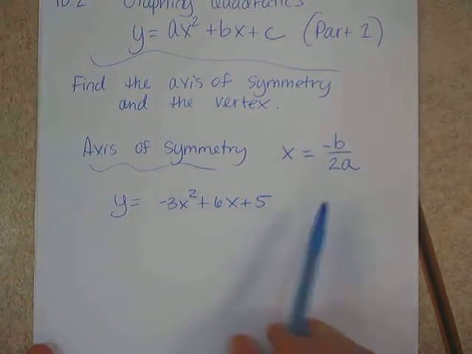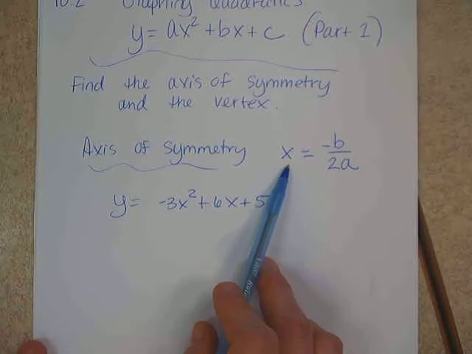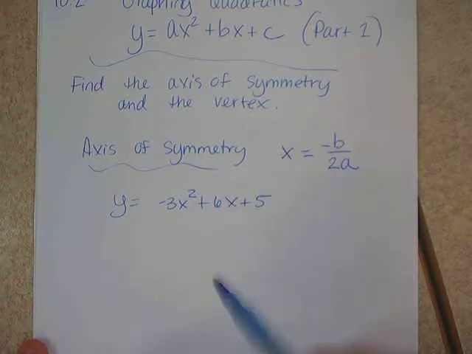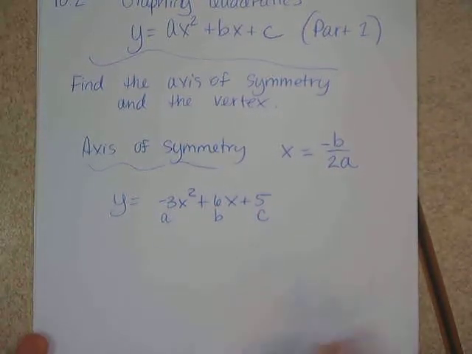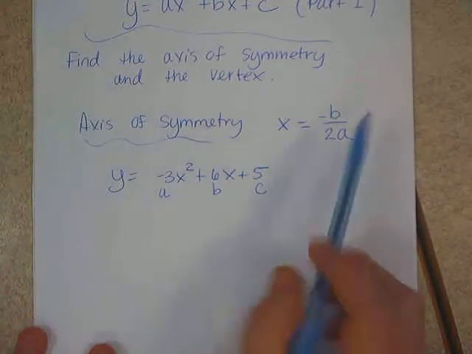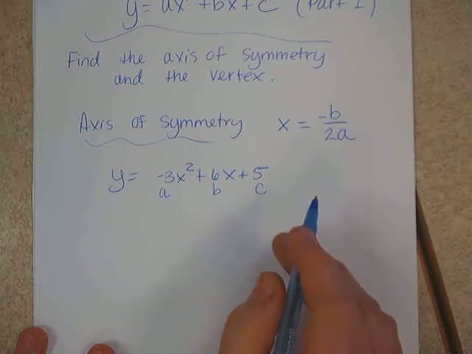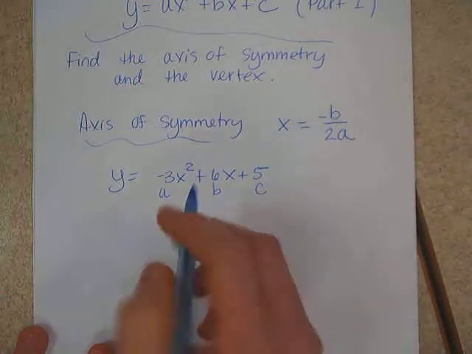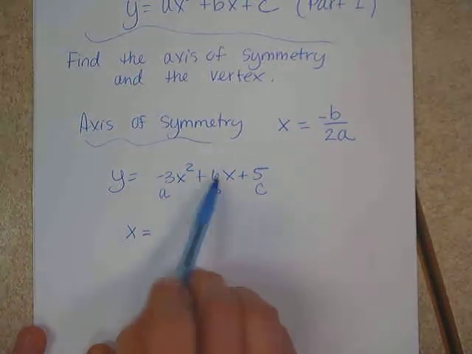Okay, so this is going to be our example. You're not going to plug anything in for x, because that's what we're looking for: the line that goes through the middle of the parabola. Remember that that is a, that is b, and that is c. So we're going to pick those values out, plug them in here, and simplify, which will tell us where that vertical line should be, or where it should cross the x-axis.